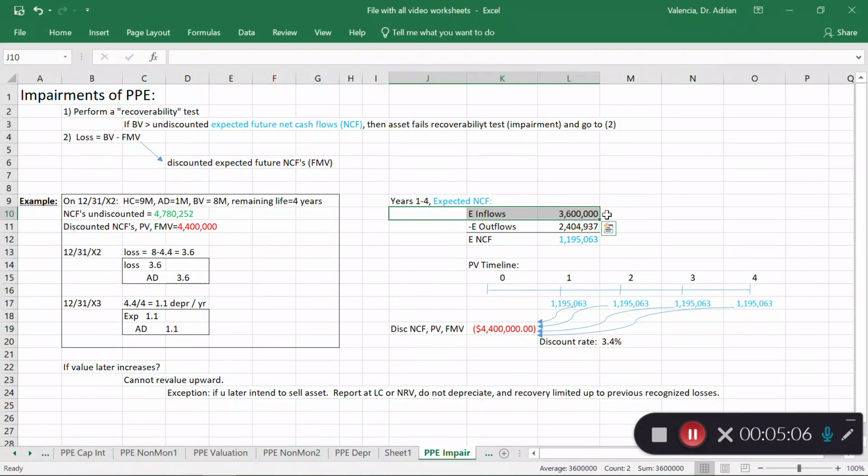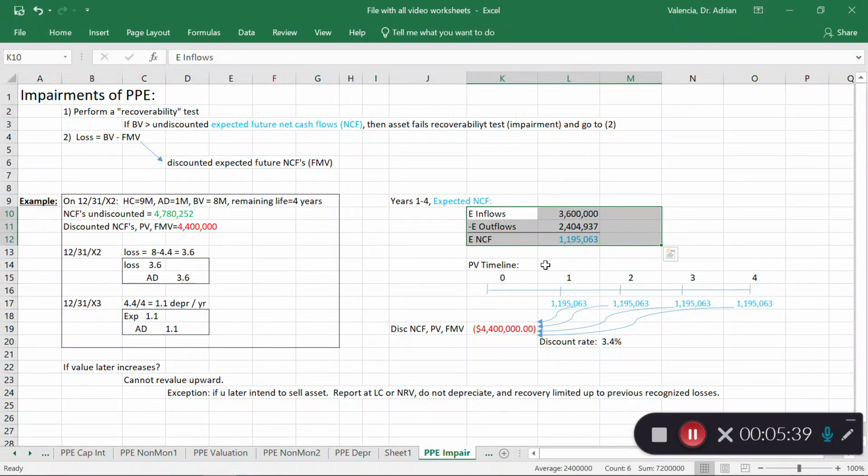So the expectation of cash flows is 3.6 million minus the expected amount of outflows. So this company, for the next 4 years, thinks that they will receive roughly 1.2 million per year. And of course, this is based on a lot of assumptions, and things can change. But we do our best estimate at this point, 12/31/2, to come up with that estimate.